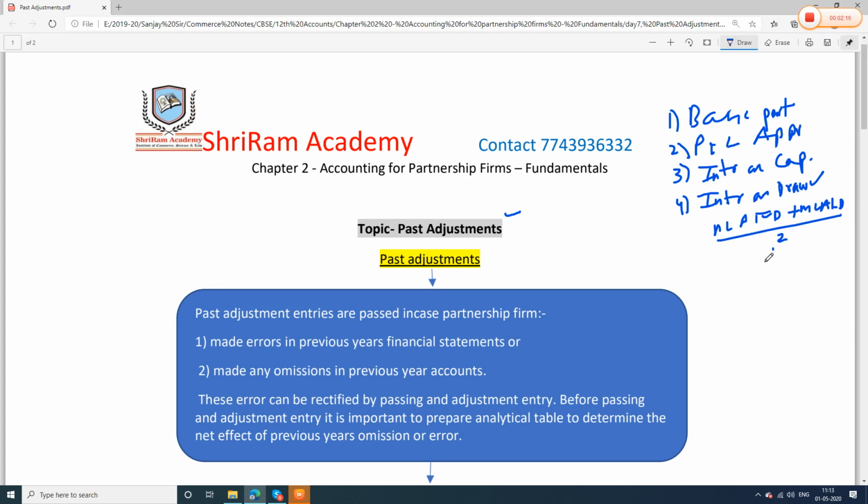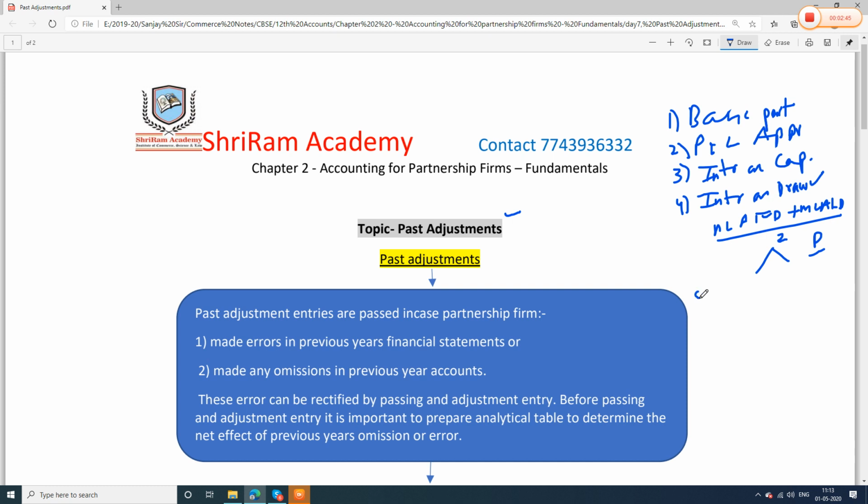This will be applicable where there is a fixed period between the drawings, where drawings are made monthly, or we have solved one illustration where drawings were made on a quarterly basis, right? Beginning of the month or beginning of the quarter, mid of the month or mid of the quarter, end of the month or end of the quarter. So the very important thing is you should be able to calculate the period. Please remember this formula, very important.